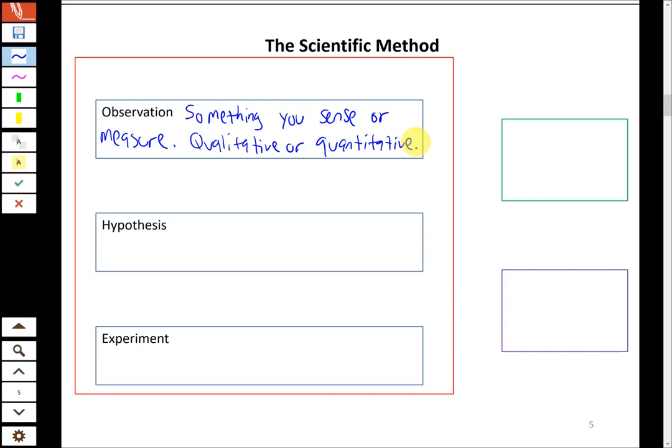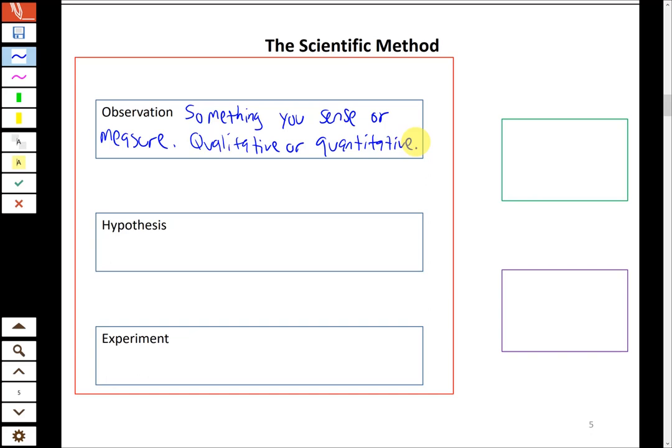Both of those are observations, but they don't tell you anything really specific or measurable. Whereas a quantitative observation is one that has a number and a unit associated with it. So you would say that that car is traveling 60 miles per hour. That's a quantitative observation about how fast the car is going. Or Professor Teets is 5 feet 9 inches tall. That's a quantitative observation about something. So it always has a number and a unit associated with it.